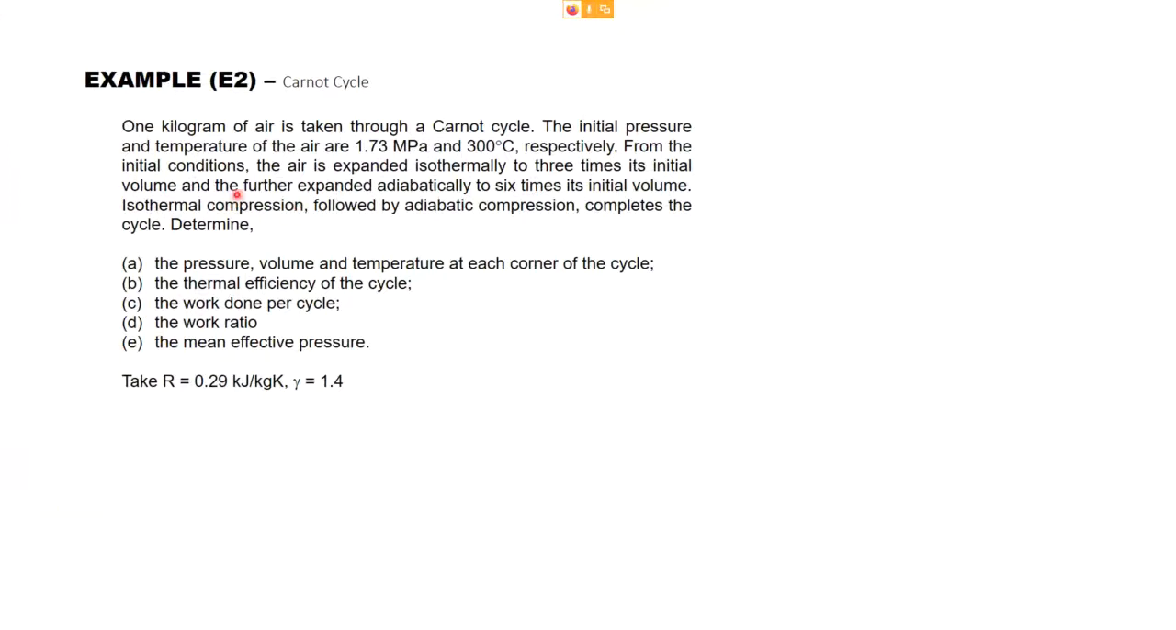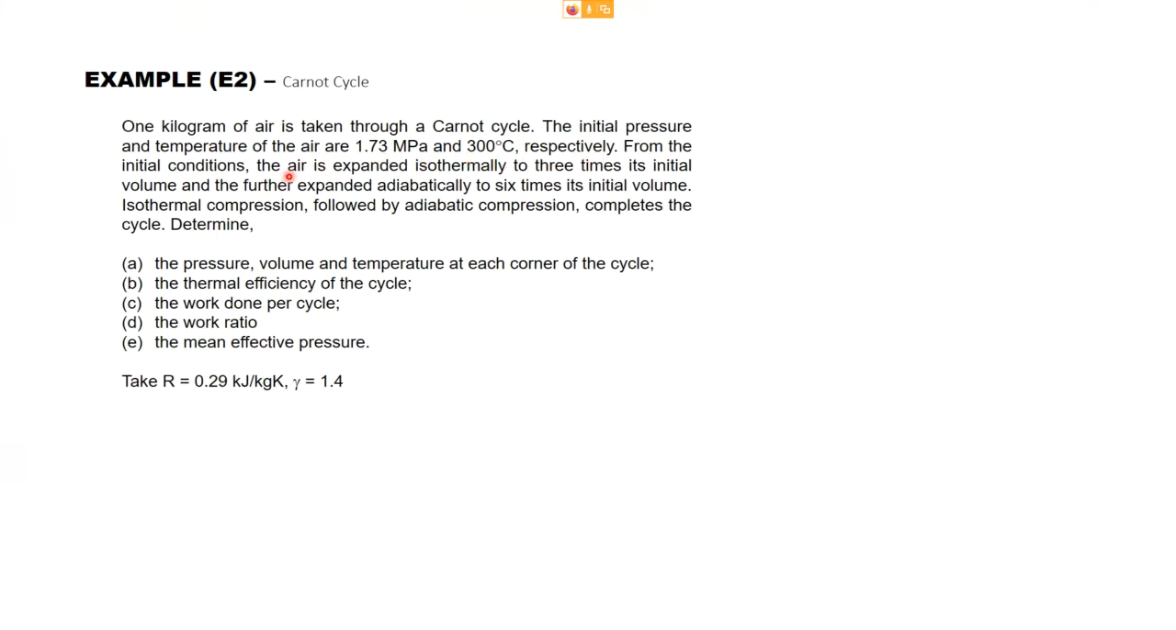Now, in this example, 1 kilogram of air is taken through a Carnot cycle. The initial pressure and temperature of the air are 1.73 megapascal and 300 degrees C. They have said the initial pressure and temperature, so this 1.73 megapascal should be the pressure P1, and this should be the temperature T1.